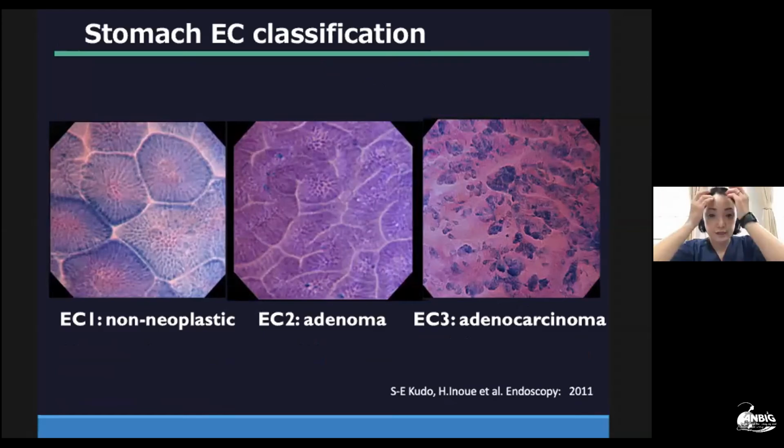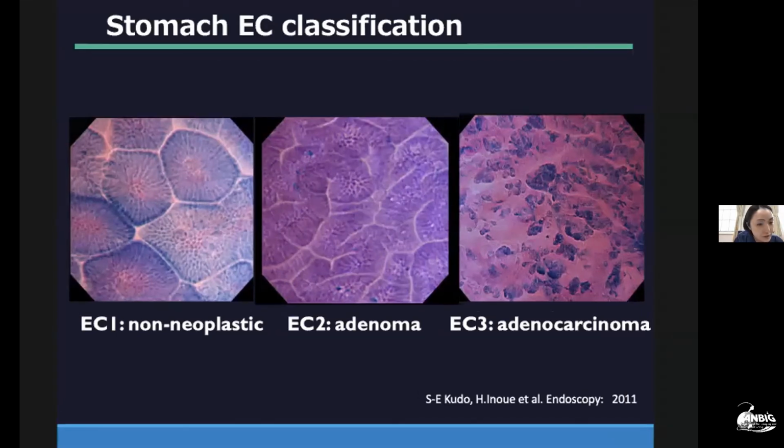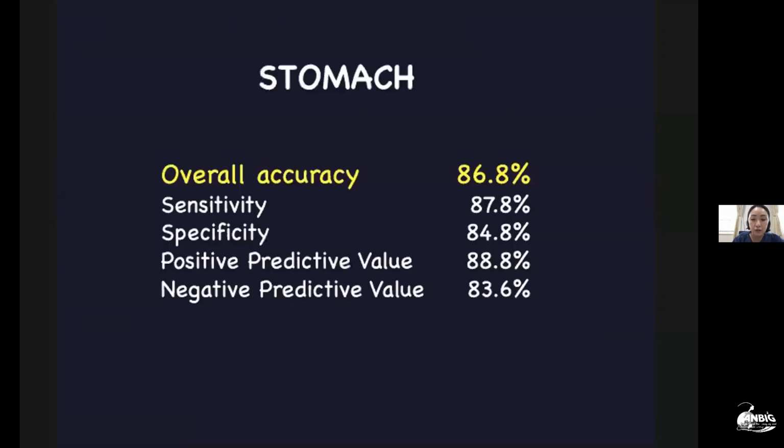This is the EC classification of the stomach. EC1 is non-neoplastic. There is no irregularity or cellular or nuclear abnormality seen in this picture. In the middle, this is adenoma. This glandular structure is a little bit swollen, and the swelling and irregularity can be seen a little. And in the adenocarcinoma, you may see enlarged nuclei and irregularity of the glandular structure. The results are almost the same in the stomach.